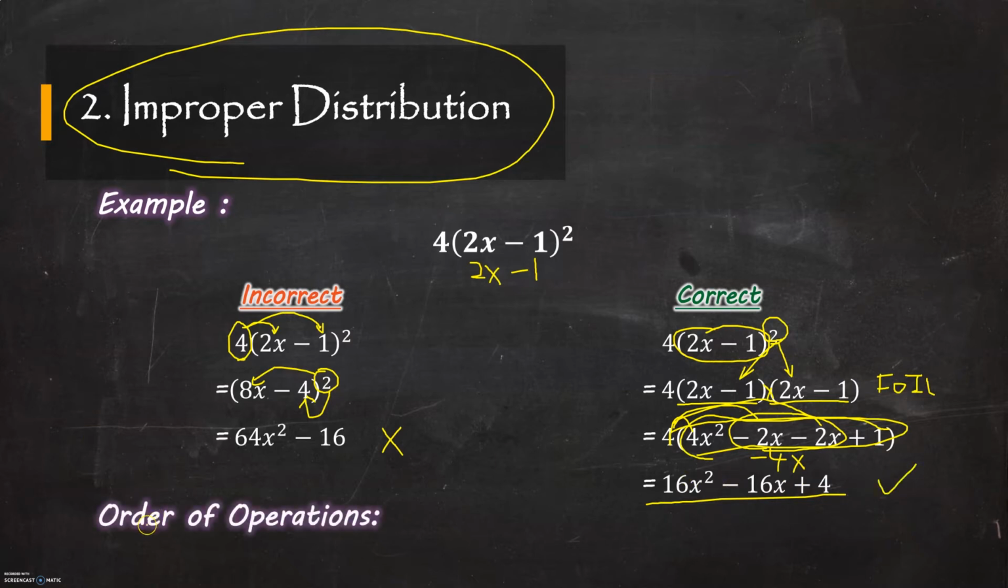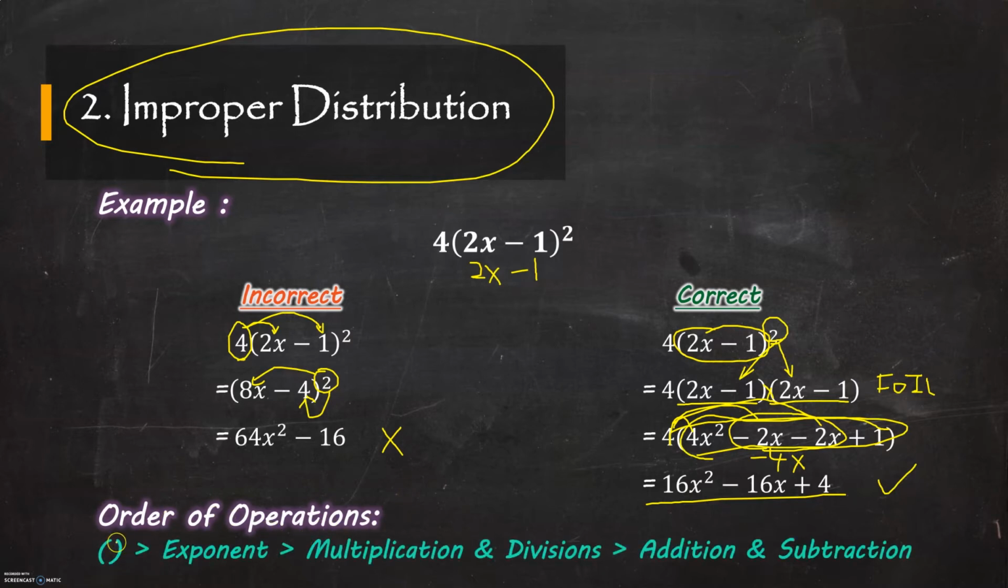Here, I would like to mention the order of operations. First, we always simplify everything within the parentheses. And then we go to the exponent, and then multiplication and division, and in the end we calculate the addition and the subtraction.